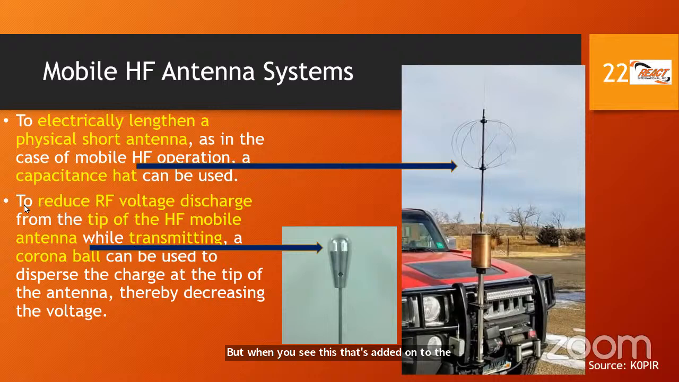So let's deal with that exam question. To reduce RF voltage, radio frequency voltage discharge from the tip of an HF mobile antenna while you are transmitting, a corona ball can be used to disperse the charge at the tip of the antenna, thereby decreasing the voltage. So this is called a corona ball, and this is an exam question.